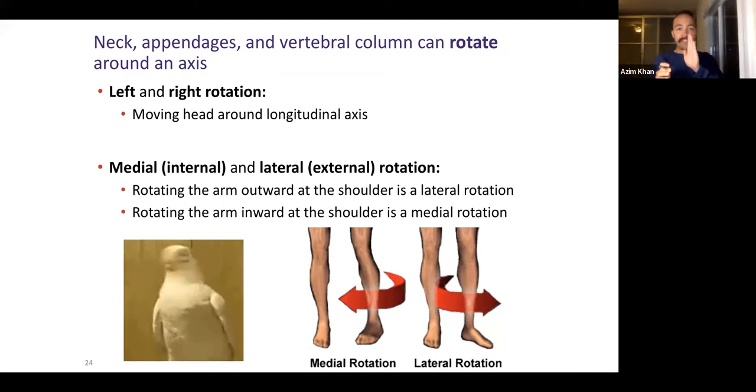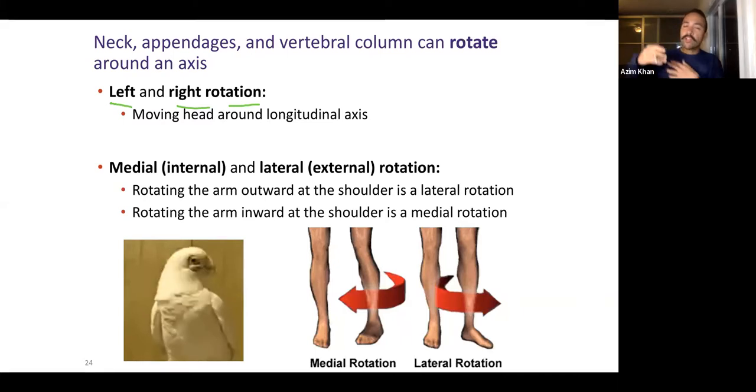If you have a central axis and you're moving around that central axis with your neck, so with your atlantoaxial joint, that would be left-right rotation. Left rotation, right rotation. You can left and right rotate your vertebral column as well. When you turn your arm, your glenohumeral joint, like your whole arm, it's not along the central axis, it's off on its own axis. So we don't use those terms left and right rotation. We have a special rotation word for them.